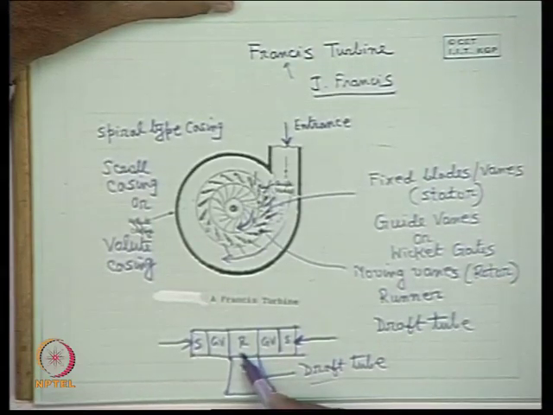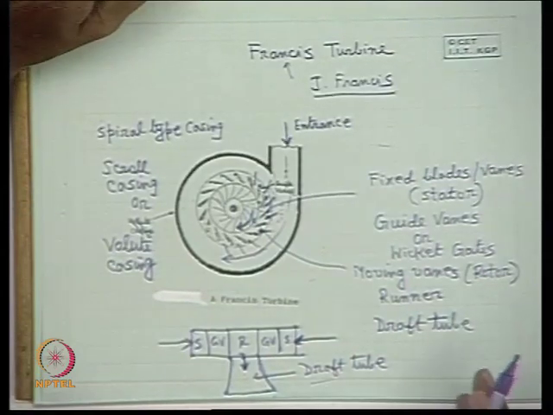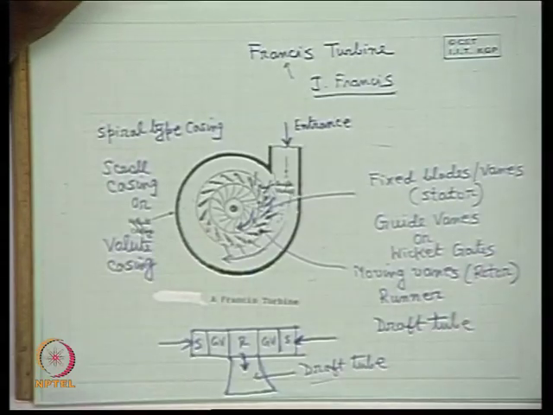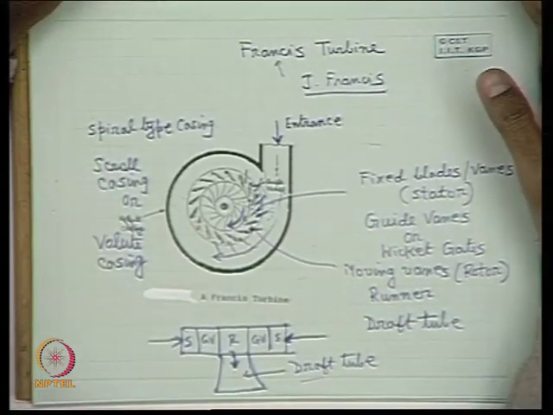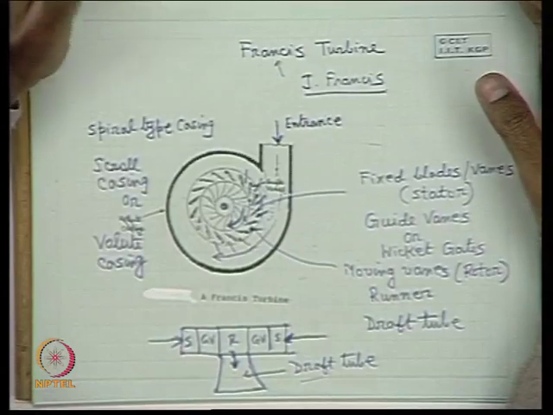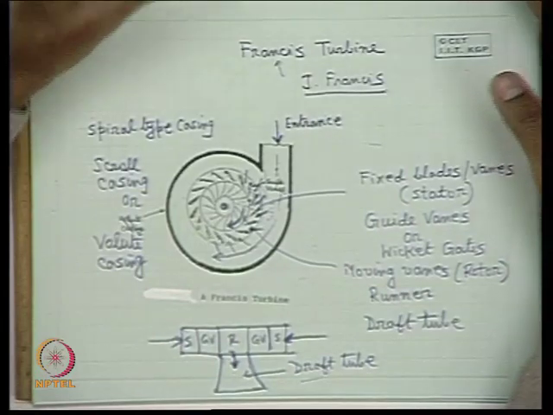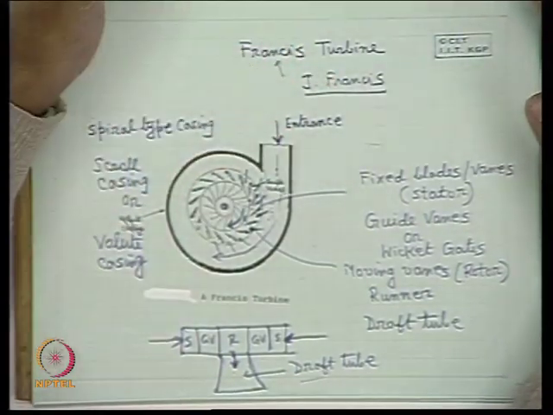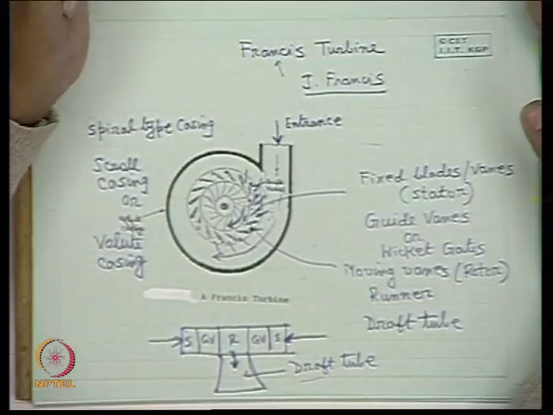So liquid is not discharged from the rotor as such at the outlet of the rotor, but it is allowed to flow through a diverging tube or diverging closed duct known as the draft tube. Why is it done? You know that for any fluid machine, at the discharge of the machine, if the liquid is discharged from the runner outlet, it has a velocity, and that velocity corresponds to a kinetic energy, and that is a total loss of energy.